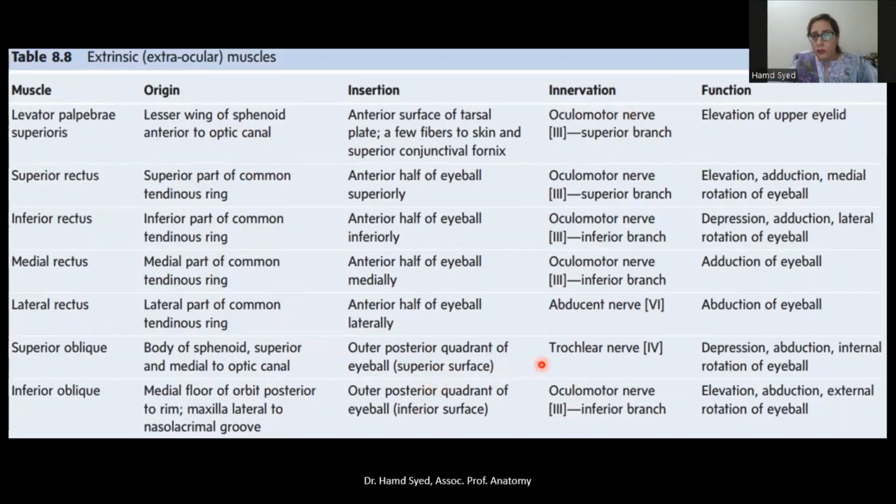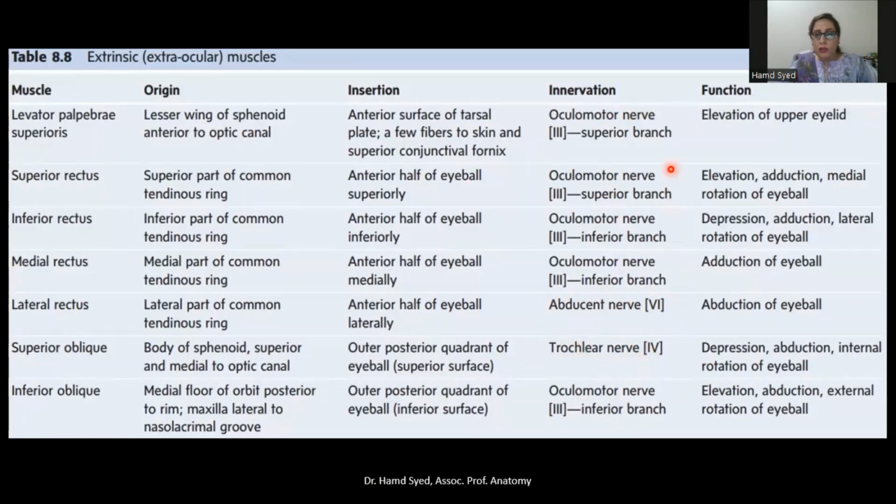So the nerve supply, you can see superior oblique is supplied by the trochlear nerve, whereas inferior oblique is supplied by the oculomotor nerve. So all the muscles of the eyeball, when we talk about the extrinsic muscles, are supplied by the 3rd cranial nerve, that is the oculomotor nerve, the exceptions being the lateral rectus, which is supplied by the 6th cranial nerve, and the superior oblique, which is supplied by the 4th cranial nerve.